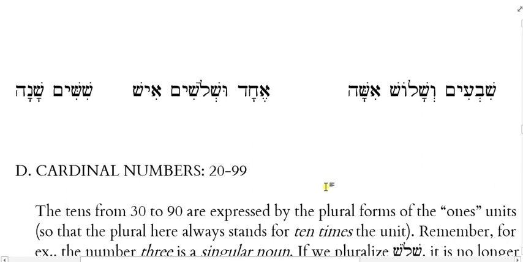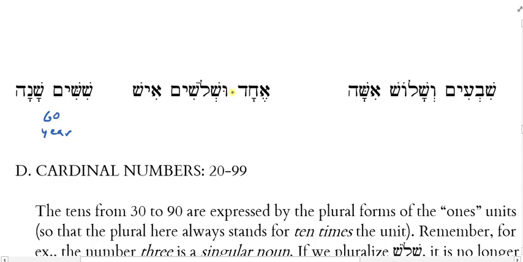All right, let's look at the first one. We have shishim shana. What does shana mean? Year. Very good. So that's year. And shishim is the number shesh made plural. So what's shesh? Shesh is 6, and so shishim is 60. Okay, so that's 60 year, or 60 years.